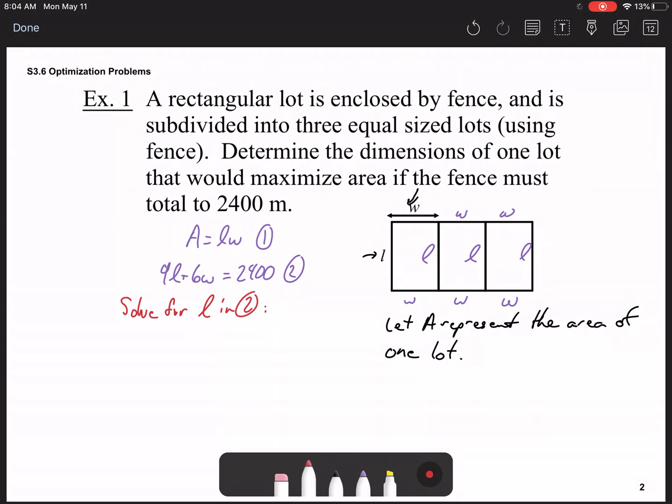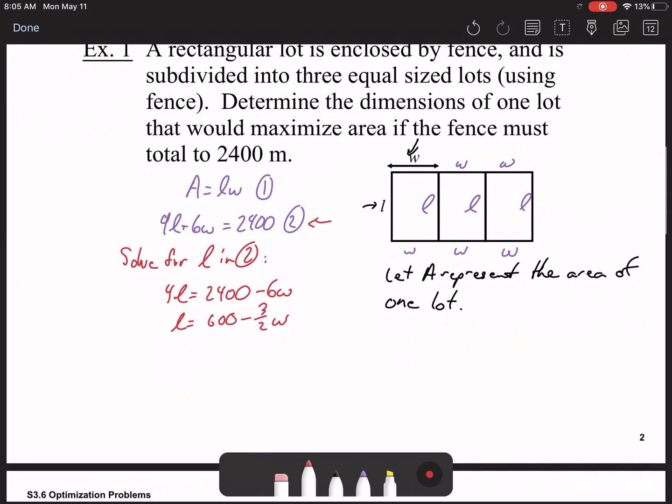Okay, so in one of these equations, you'll notice that you can solve for any one of the variables. So I'm going to do that. So this gives me 2,400 minus 6W. So L is, divide everything by 4, so it gets 600 minus 3 over 2 W. Okay, so from there, what I can do is substitute that in 1.